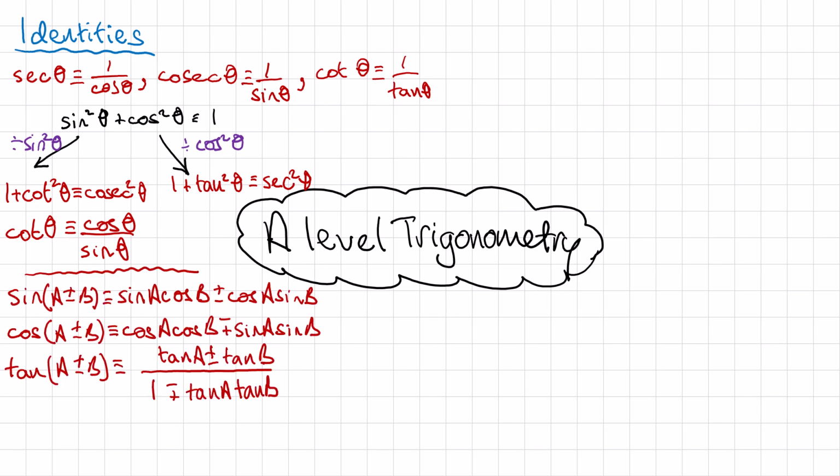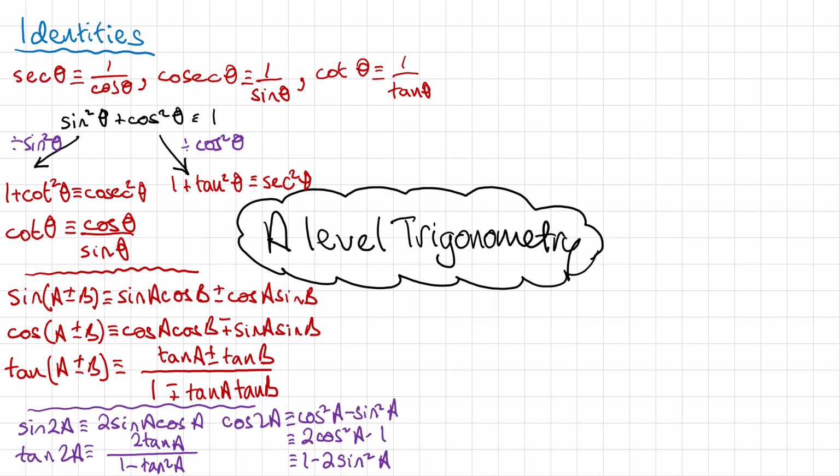Next, we move on to the addition formulae. For sine(A plus or minus B), you've got sine A cos B plus or minus cos A sine B. Cos(A plus or minus B) is cos A cos B, now notice the signs the other way around. So when we have a plus over here, we have a minus over here, and a minus here becomes a plus. And then tan(A plus or minus B) is equivalent to tan A plus or minus tan B, and at the bottom, 1, again the signs flipped over, minus or plus tan A times tan B. So when this is a plus, this is a minus. When this is a minus, this is a plus.